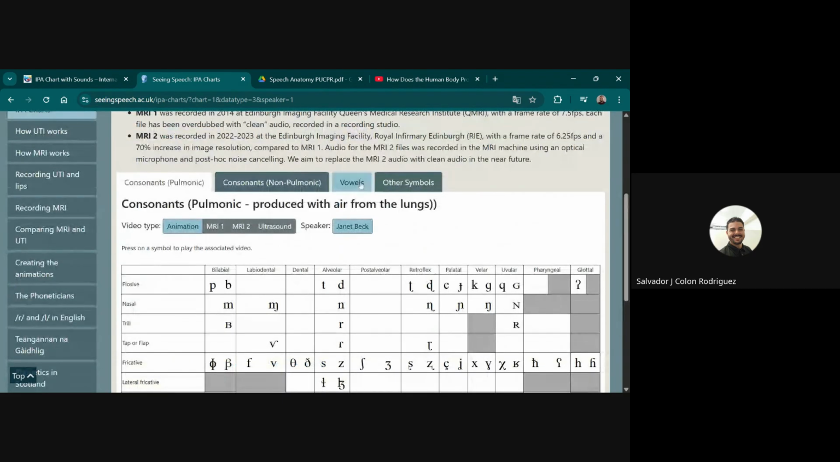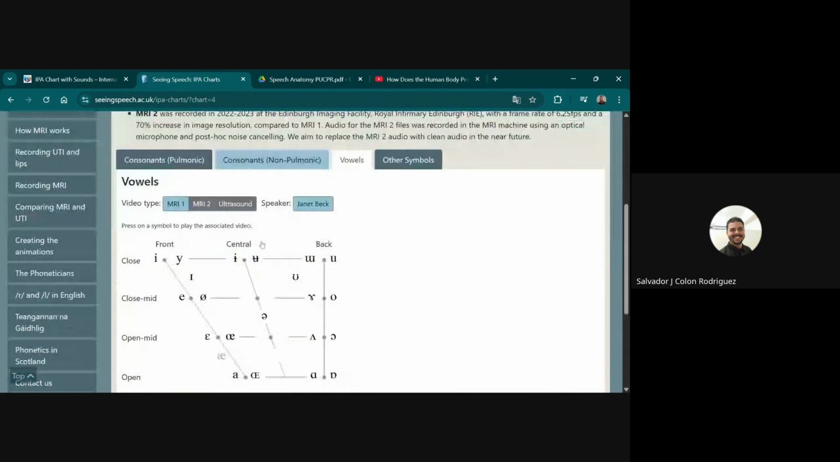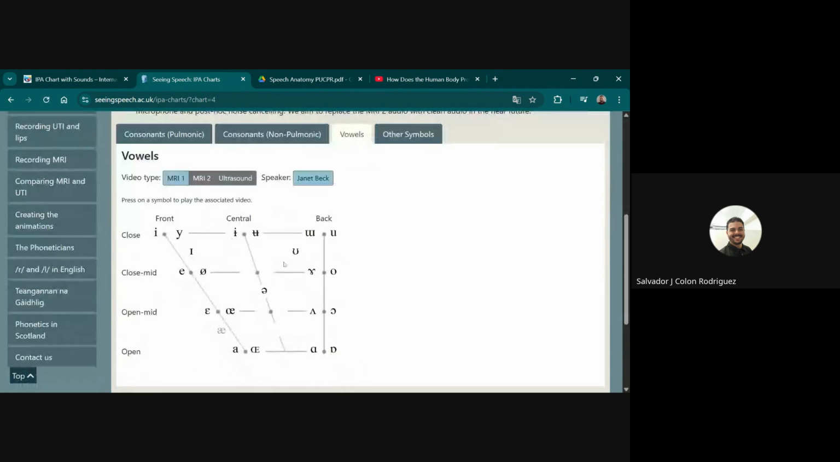Then, as I showed you earlier, this is the vowel chart. In this case, we don't have a tongue right here where you can see it move, but I would like to show you at least with one of these vowels.